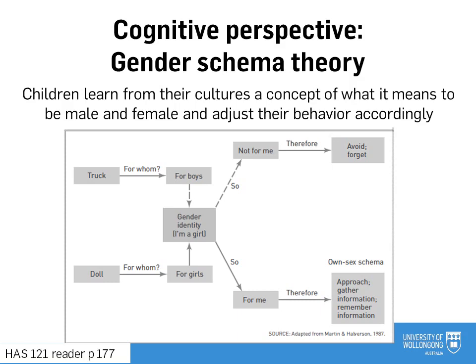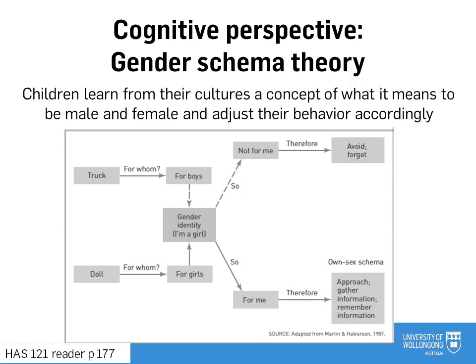So the reading shows this diagram of how a boy or a girl reacts to new information in the form of a toy. So a child has a basic sense of in-group, out-group. So I'm a girl, and the child decides, is this toy for boys or is this toy for girls? And therefore, is it for me or not?